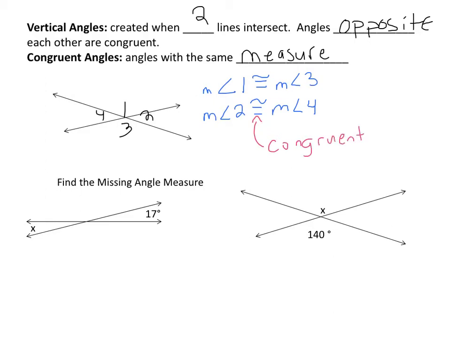Okay? So using that information, I want you to find the missing angle measure in each situation. If we look at this first situation, we have a 17-degree angle here. X is opposite, so the measure of angle X is equal to 17 degrees. Why don't you pause the video and see if you can get the next one on your own. Once again, since X is opposite of 140, the measure of angle X is equal to 140 degrees because opposite angles are vertical angles, so they are congruent.